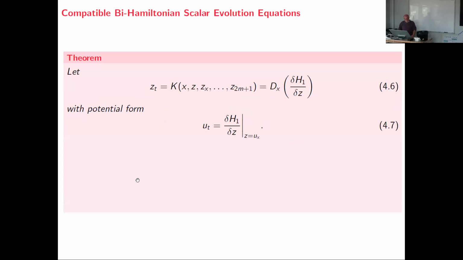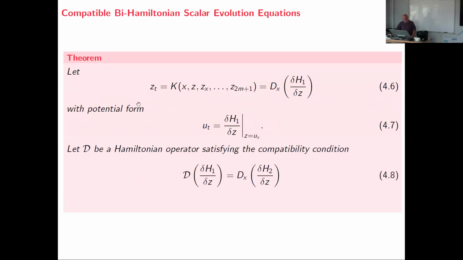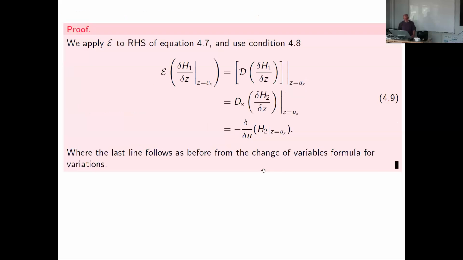A very similar thing happens. If you have a Hamiltonian evolution equation with this potential form, and you have a Hamiltonian operator satisfying the compatibility condition, the potential form is going to have this Hamiltonian be part of a Lagrangian in the variational operator problem. The argument is exactly the same: this compatibility condition allows you to trade off in the little change of variables formula in the calculus of variations.